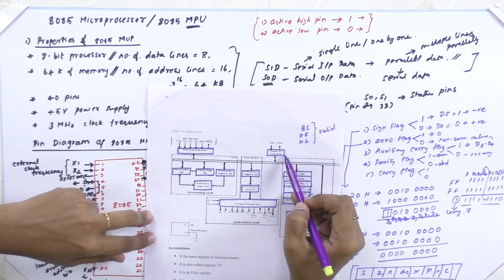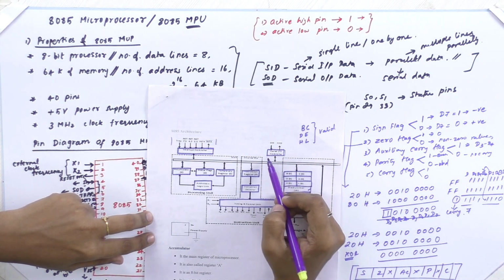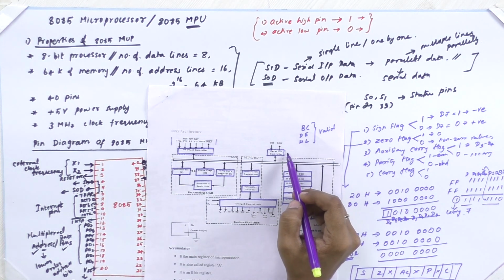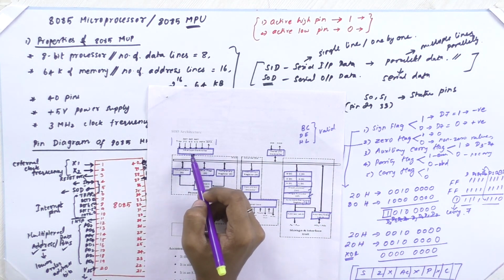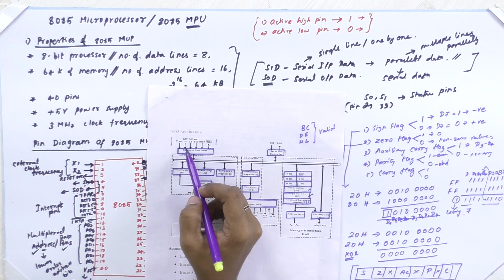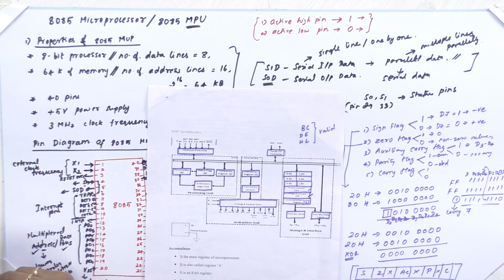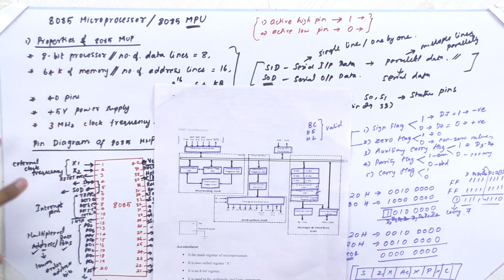Next is the serial I/O controller, and this is used to convert serial data to parallel data and parallel data to serial data. Next is the interrupt controller, and it manages all the interrupt requests and acknowledgement. So this is about the 8085 architecture.